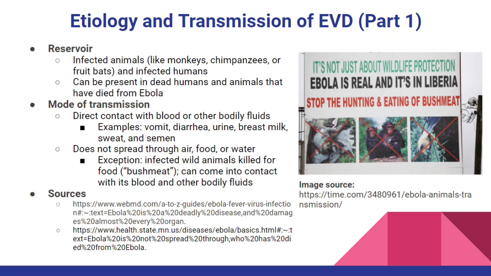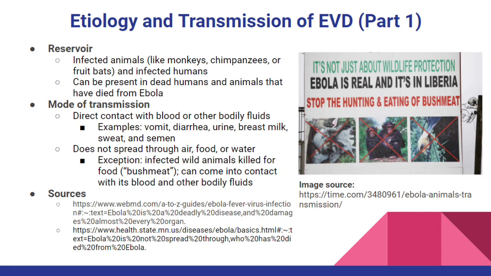Now for the etiology and transmission of EBD. The reservoir of Ebola is infected animals and humans. Examples of infected animals include monkeys, chimpanzees, and fruit bats. It should be noted that dead humans and animals who were infected with Ebola can still serve as a reservoir.